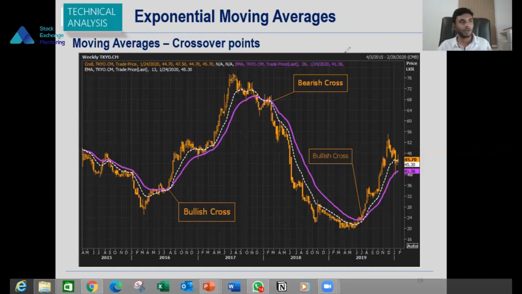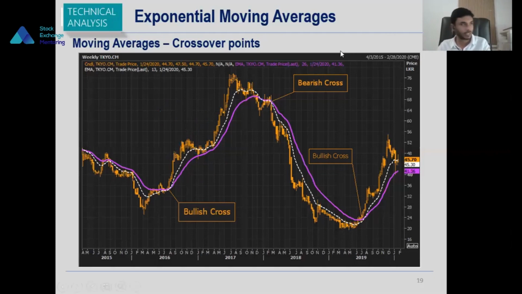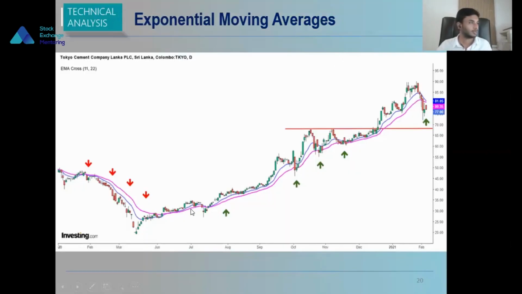Okay. So I will show some examples from the Colombo Stock Exchange. Now, looking at the latest price charts, you can see our short-term moving average is the blue line and the long-term moving average is the purple line. So I have used 11 and 22 as the justified numbers to identify a kind of monthly average for the market and a fortnight period to identify the short-term moving average.